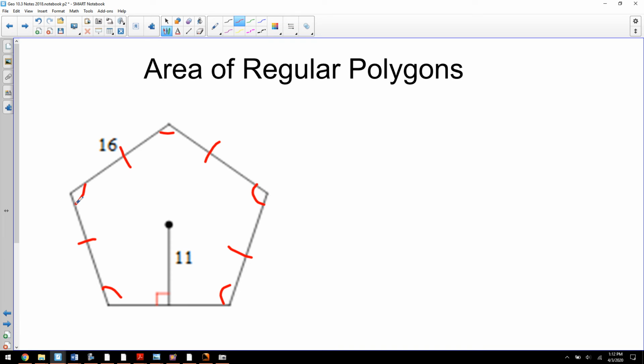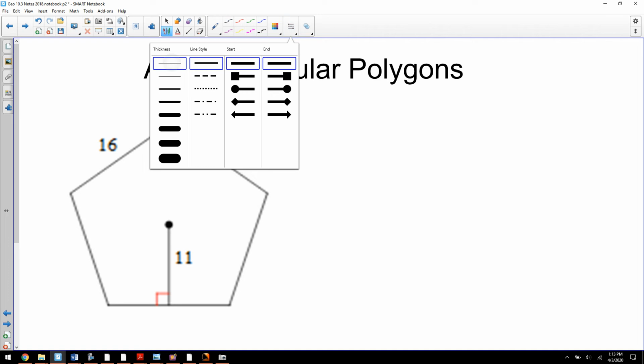Now in this case, the shape that we're looking at in my first example is called a pentagon because there's 5 sides. Remember, you have pentagons, hexagons, octagons, and so on. So when we're talking about the area of a regular polygon, they talk about it in terms of the perimeter and another term called an apothem. An apothem is a new term here.